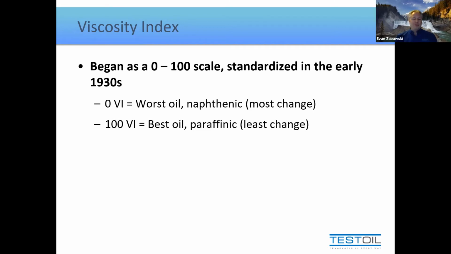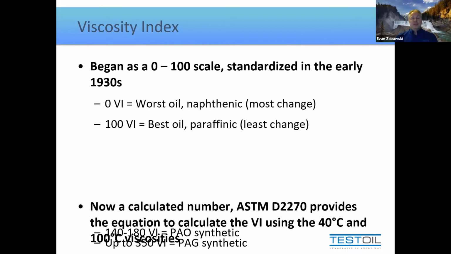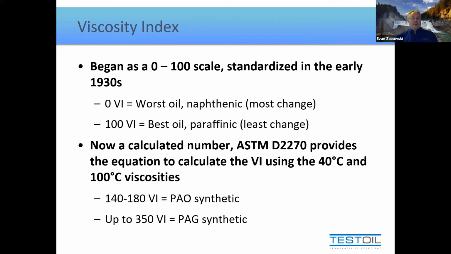For the first few years, it kind of worked, but then obviously people find new sources of oil and different ways of refining, and the references kind of were shifting around. So they standardized this and said, forget it, we're going to make it a calculation. They turned it into a math calculation as a way of referencing the VI now. It is a number, still unitless, and it's referring to this original scale. But what you'll see now is there are lots of oils that have VIs higher than 100.